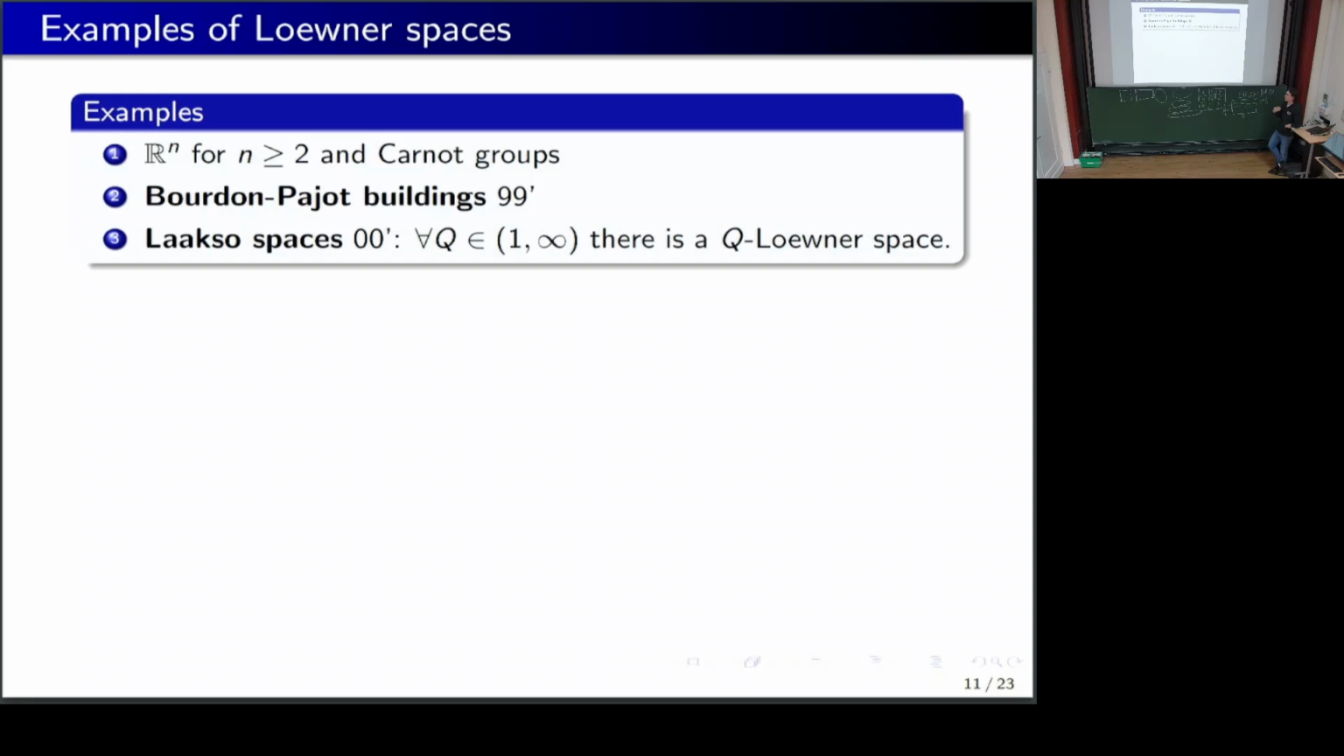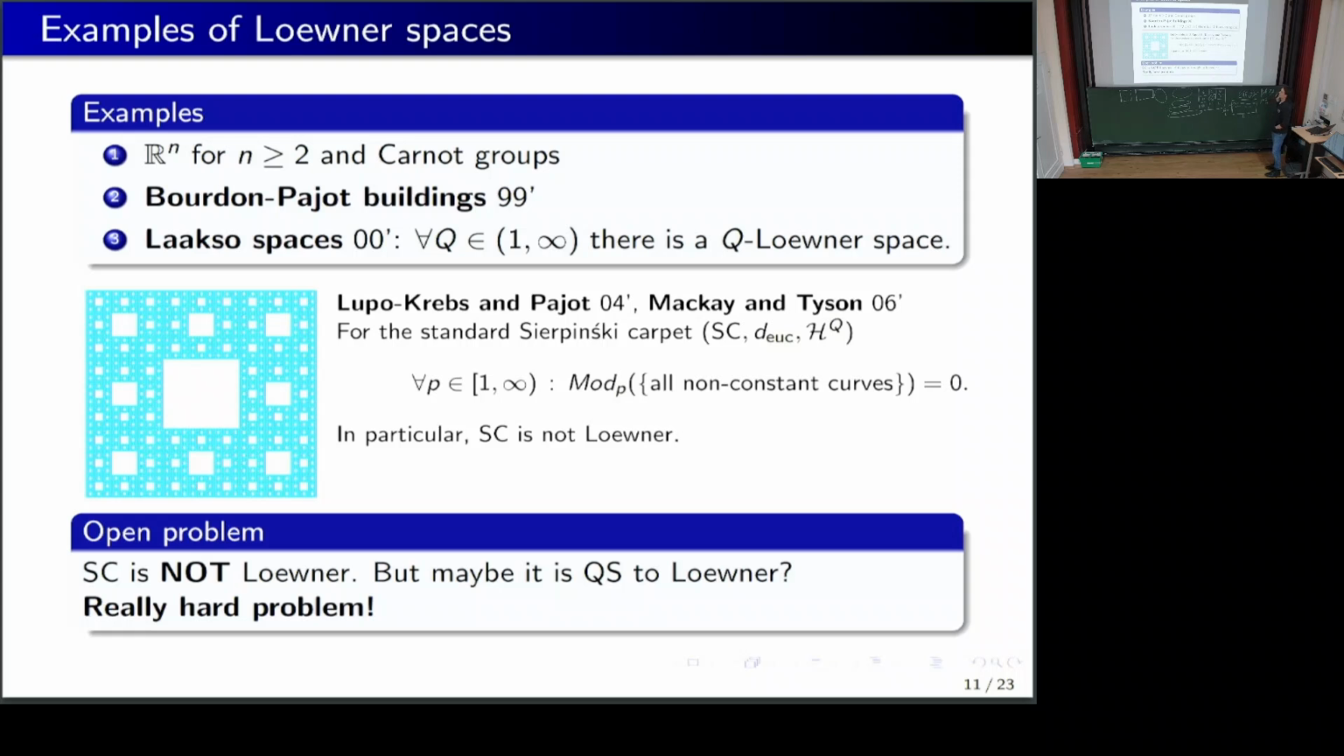So Laakso showed that for every exponent there is a Lerner space. In particular, it is certainly possible that a fractal is Lerner. But to answer your question, the Sierpinski carpet, at least with the Euclidean metric, is not Lerner. It is Q-Ahlfors regular, but it is not Lerner, and it fails in the most miserable way possible. It says that the result of Q-Poincare and Peugeot, and this is also included in Mackay and Tyson's book, says that the modulus of all non-constant curves in the Sierpinski carpet is 0.